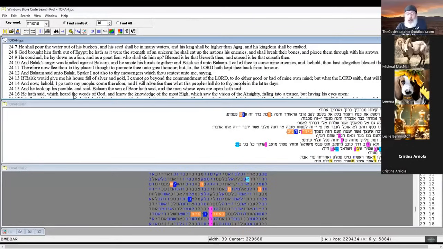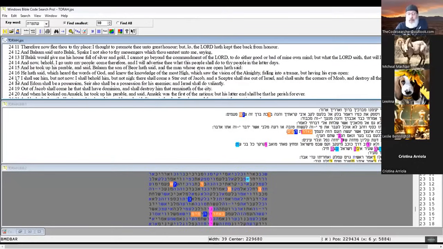And he took up this parable and said, Balaam, son of Beor, had said, the man whose eyes are open had said, which heard the words of Elohim and knew the knowledge of the Most High, which saw the vision of the Almighty, falling into a trance and having his eyes open. I shall see him, but not now. I shall behold him, but not nigh. There shall come a star out of Jacob, and a scepter shall rise out of Israel, and smite the corners of Moab. Let me just stop right there.